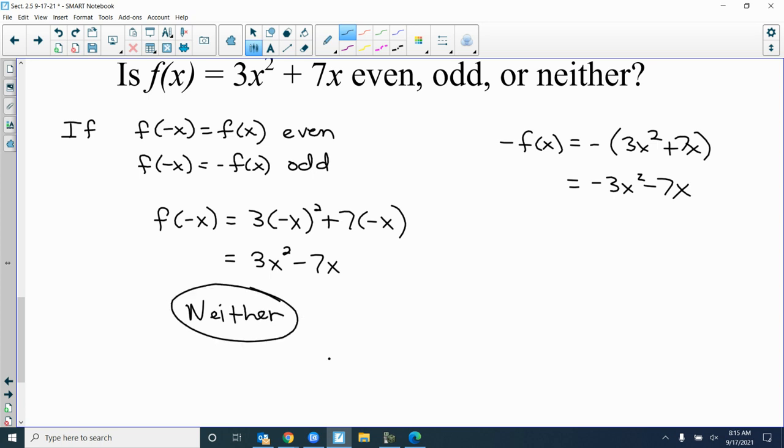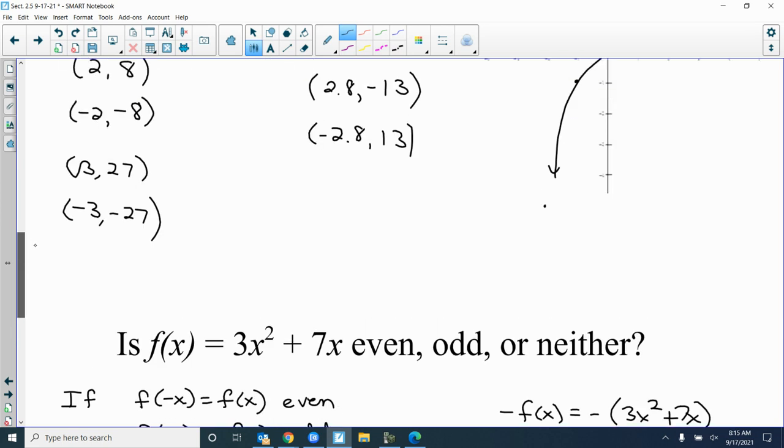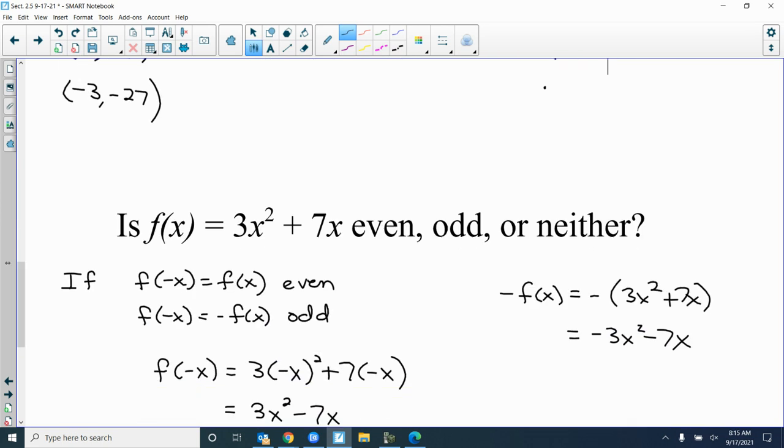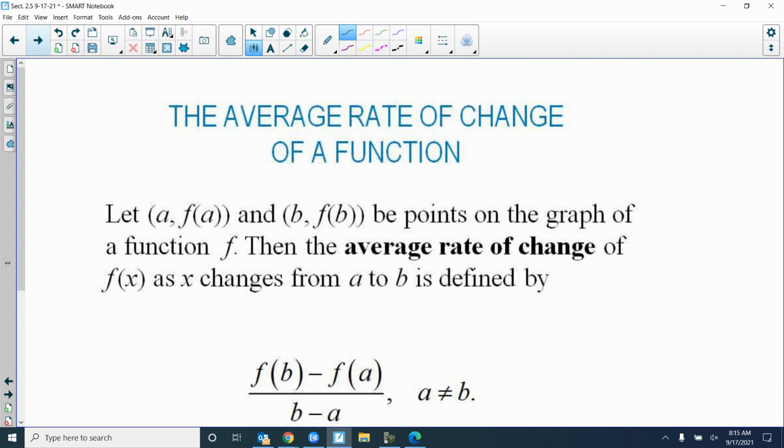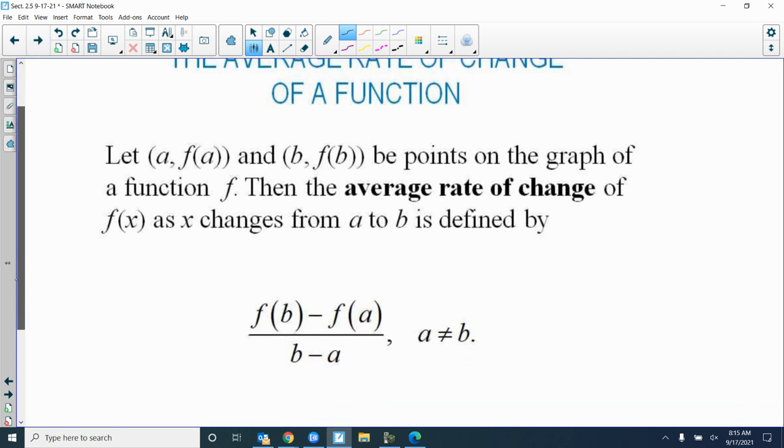Now you can plug in numbers to get an idea of what you're searching for, but to prove it, you got to plug in just the negative x. Okay, so f of -x does not equal f of x. It does not equal -f of x, or the opposite of that. So that would be a neither case. All right, so you got even and odd. Now we move into average rate of change.